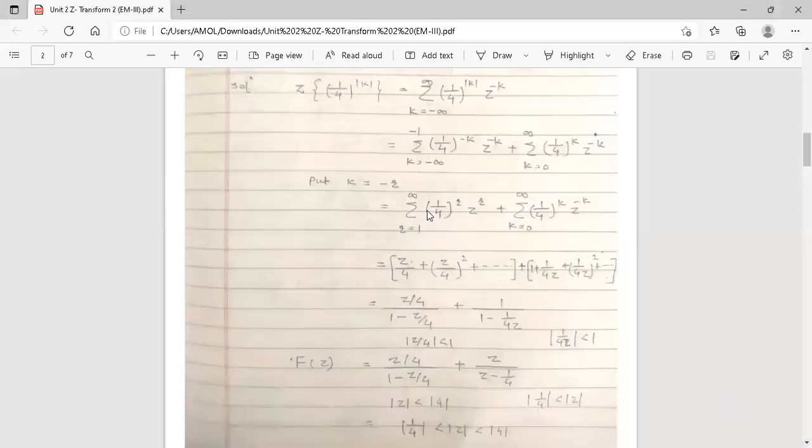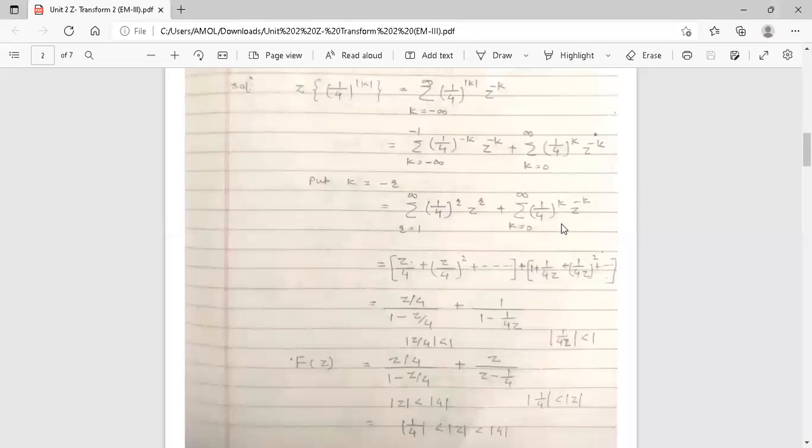Now for the first summation, put r is equal to 1, then you will get the first term, 1 by 4 into z, z by 4. Second term, put r is equal to 2: the term is z by 4 to the power 2. When r is equal to 3, the term is z by 4 to the power 3, and so on.